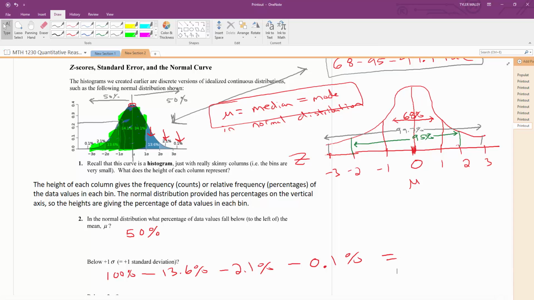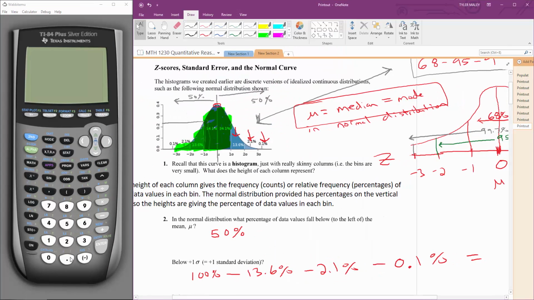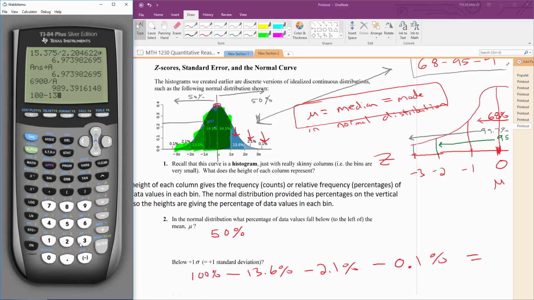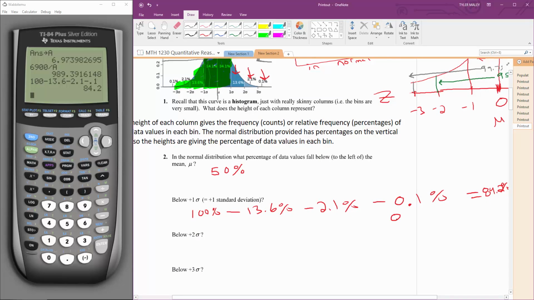So if you plug this in, 100 minus 13.6 minus 2.1 minus 0.1 gives me 84.2. So I got 84.2 percent here. Let me write that a little clearer: 84.2% for that answer.